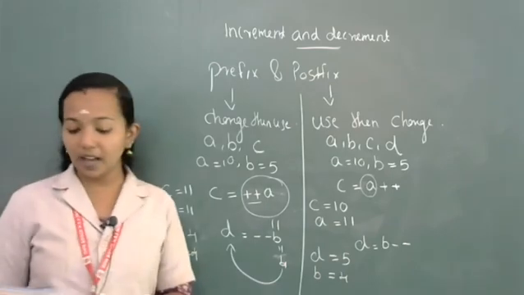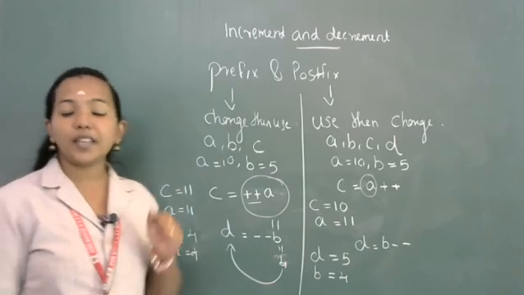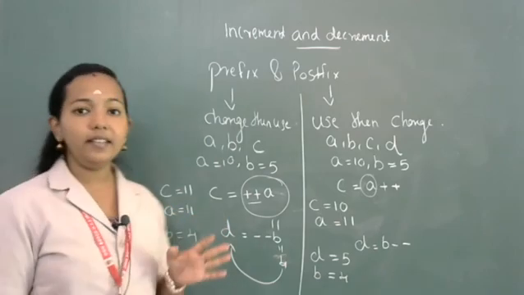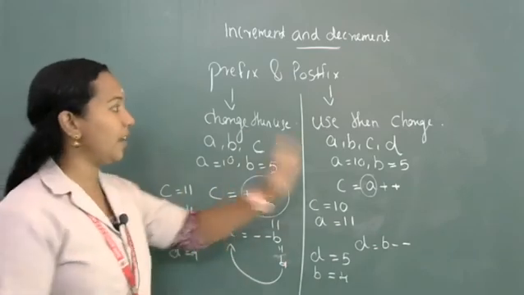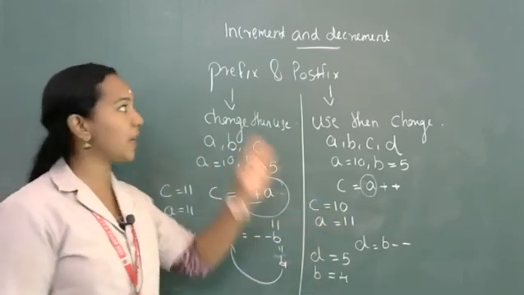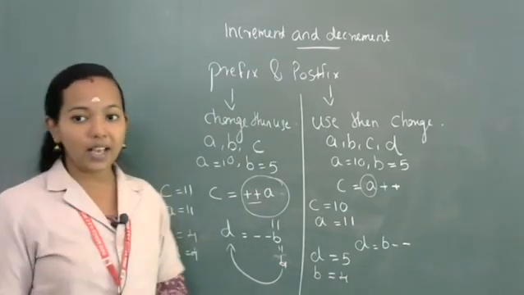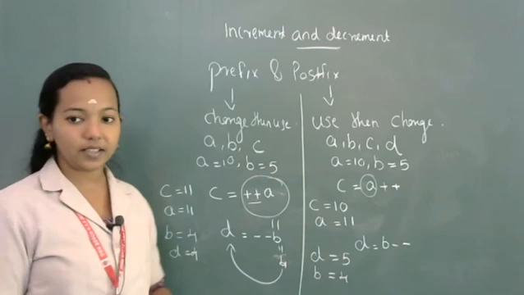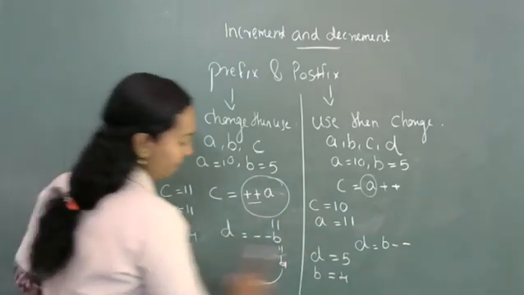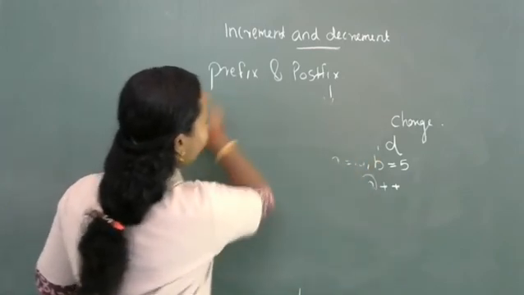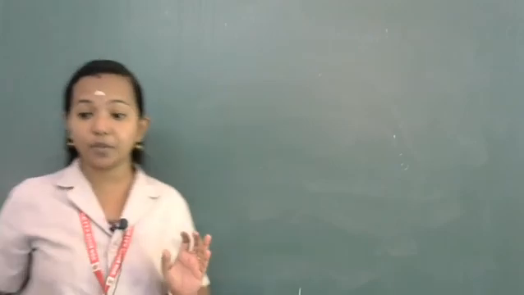Okay, so these are prefix and postfix expressions of increment and decrement. Increment means plus plus, decrement means minus minus. So we can use increment and decrement operations in prefix and postfix manner. I think it is clear what is special about prefix and postfix. This is already available in your textbook. Please read your textbook thoroughly.